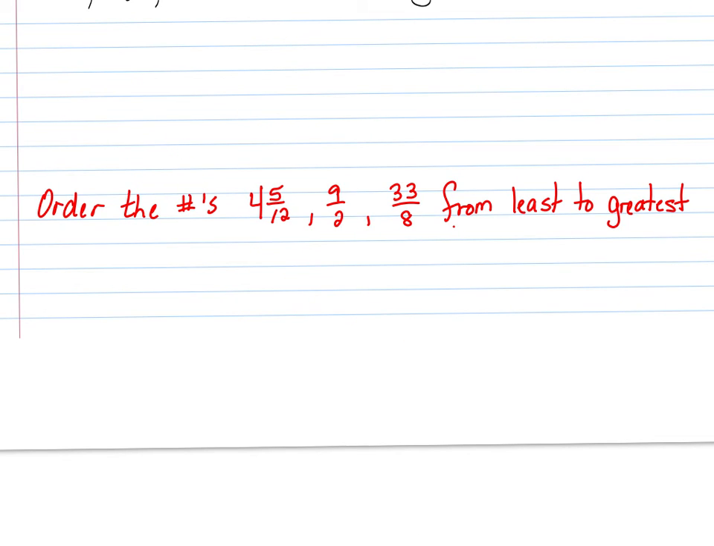Does it matter if we make them all mixed numbers or we make them all improper? Does not matter. So this is 4 and 5/12. This is what? 4 and what? 1/2. And 33 over 8 is 4 and what? What is a common denominator between 12, 2, and 8?